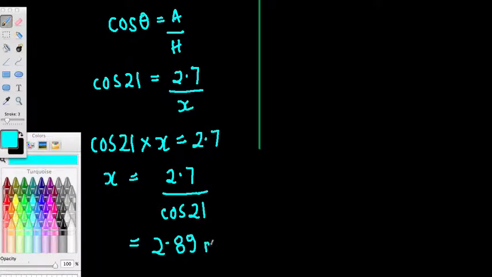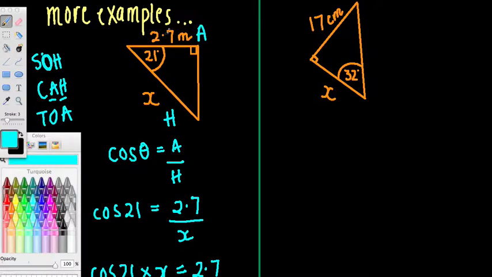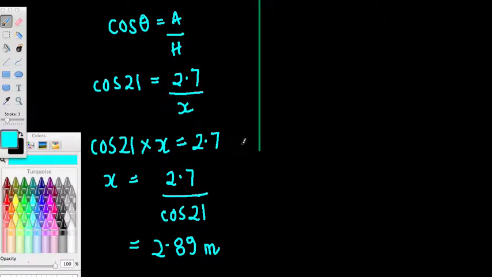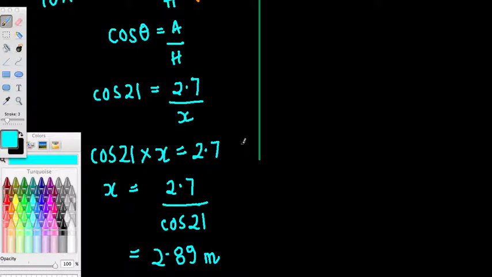And also, check that my answer makes sense. If that's 2.7, could this be 2.89? Yes, it could be, because it's the hypotenuse. It will be a little bit longer than that one there. There we go. If you would like to put this into your books, remember you just need to pause.